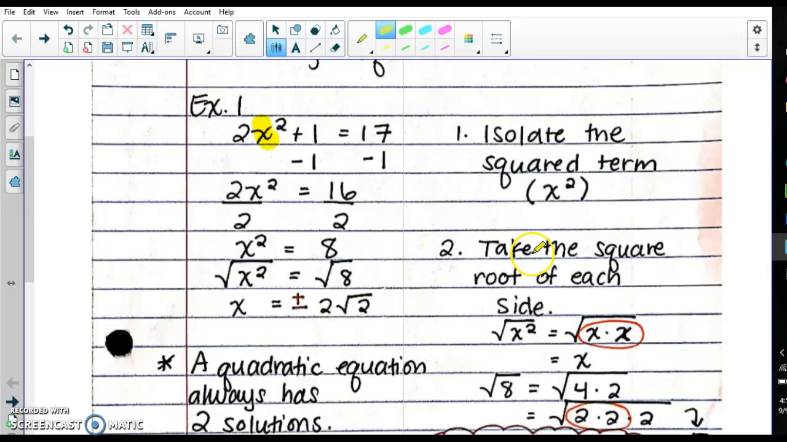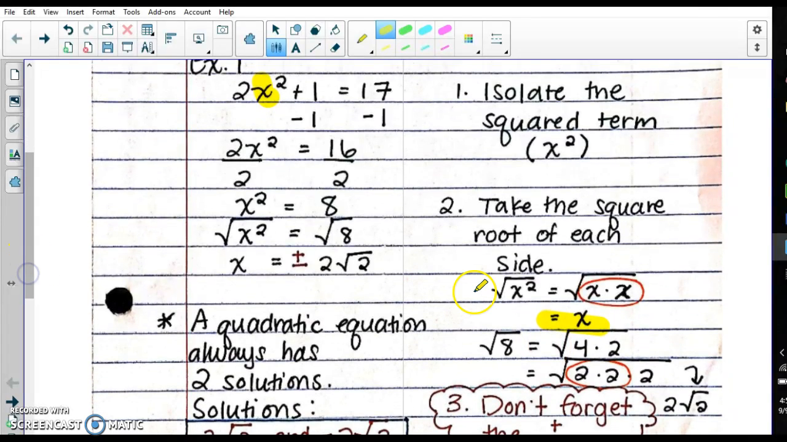And then once you get it isolated, then you want to take the square root of each side. So here I have the square root of x squared and the square root of 8. Now over here to the side, you can see that the square root of x squared is equal to x, because x squared is just x times x. And since there's a pair here that represents one root, and the root is x. And then I also simplified the square root of 8.